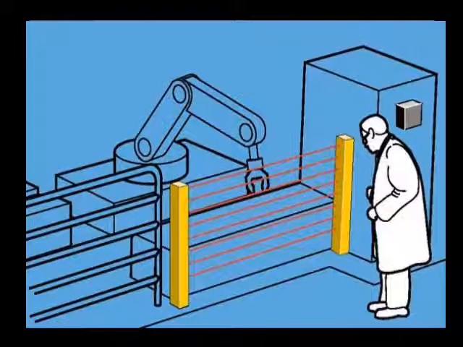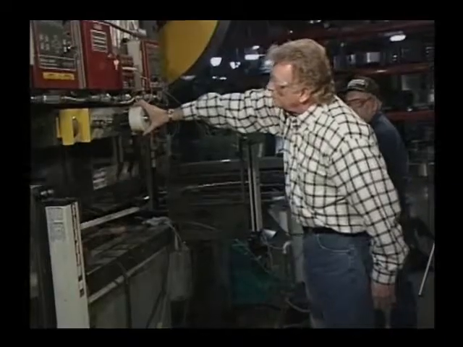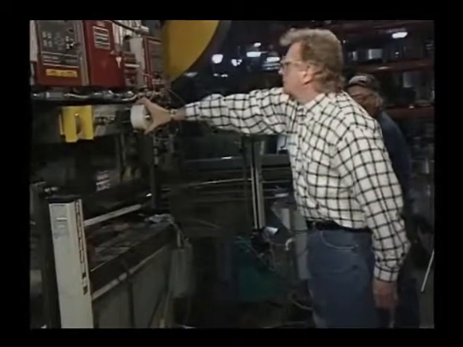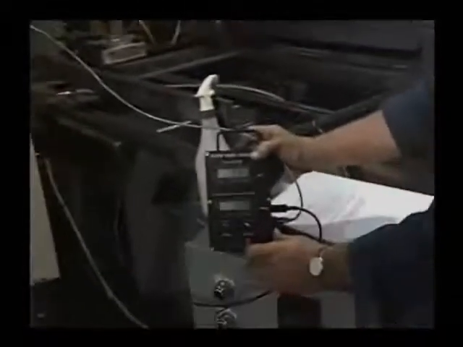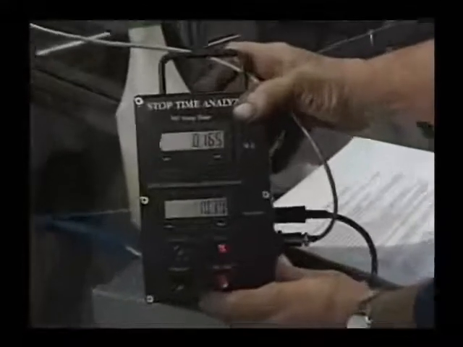It is essential that any machine using light curtains comes to a complete stop immediately after the curtain is tripped, because a worker can still be severely injured by a machine that is grinding to a halt. For this reason, a machine that is protected by a light curtain must have its stopping time checked periodically by a qualified technician using special testing equipment.